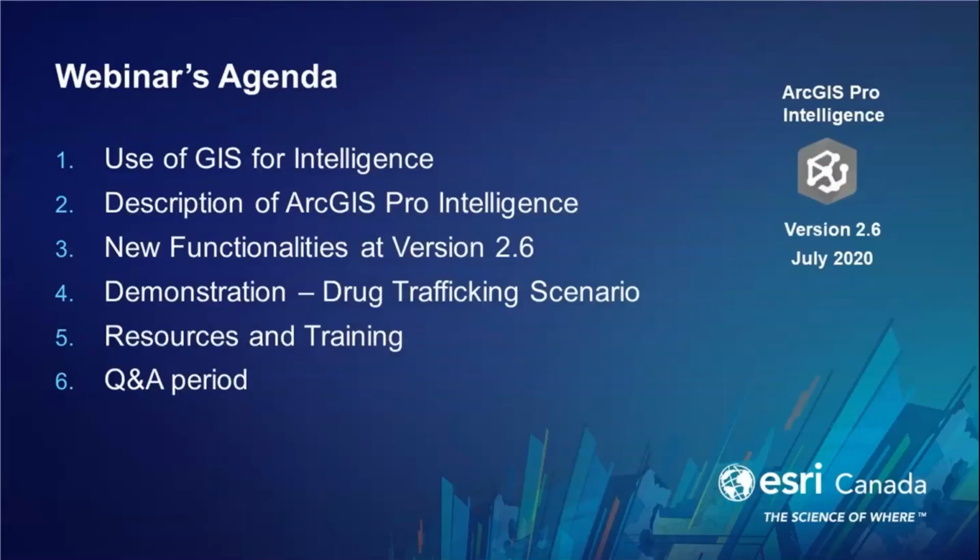So this is what we're going to cover today on the agenda. The use of GIS for intelligence, a quick description of ArcGIS Pro Intelligence, the new functionalities available with the new version 2.6. Then Brian will give you a demonstration, about 30 minutes, on a drug trafficking scenario, so in a law enforcement setting. Then I'll come back and show you some resources available in training and webinars, and we'll have a Q&A period.